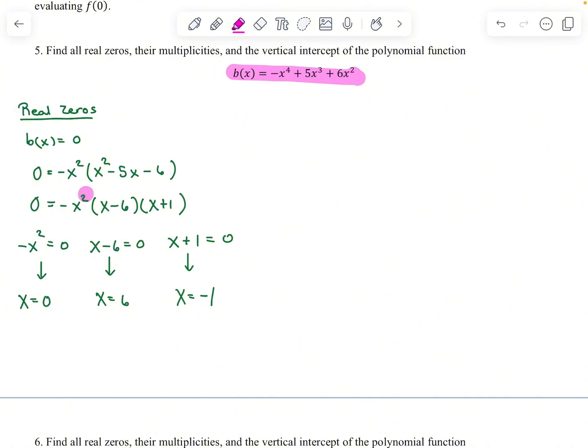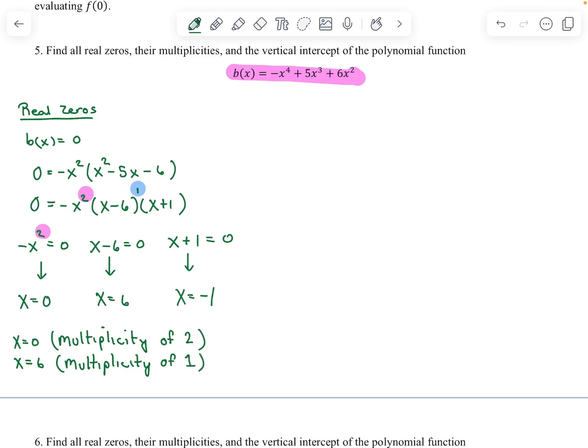For x is equal to 0, the exponent of the factor is 2. So the multiplicity of 0 is 2. For x is equal to 6, the exponent of the factor x minus 6 is 1. So the multiplicity is 1. And for x is equal to negative 1, again, the factor has an exponent of 1, so the multiplicity is 1.